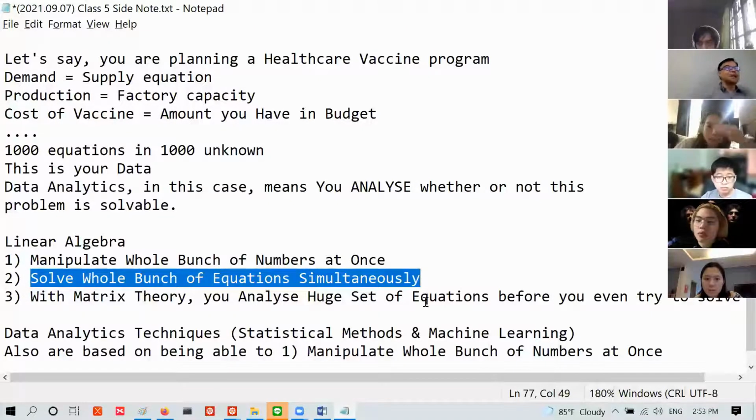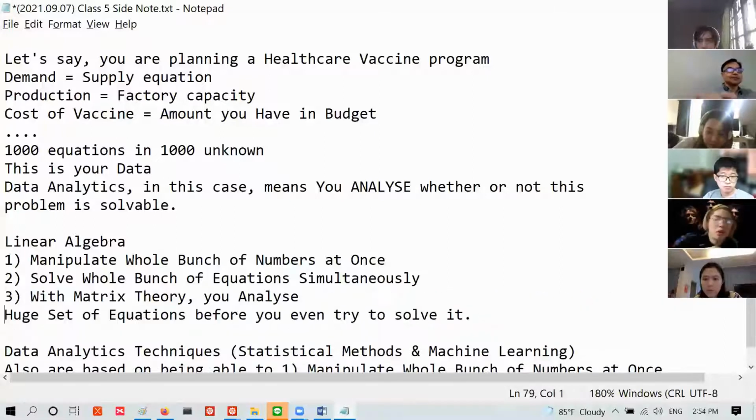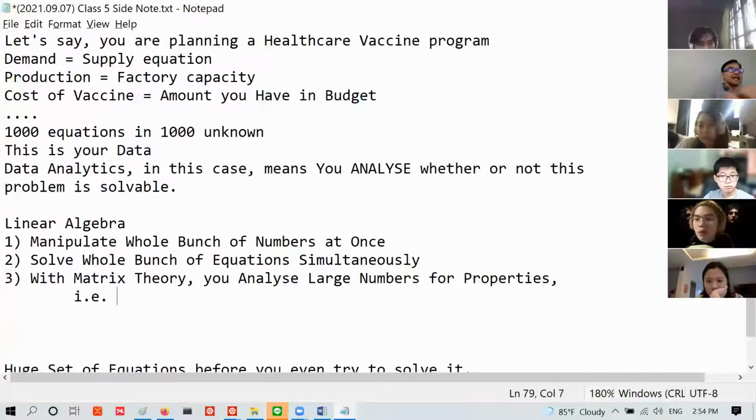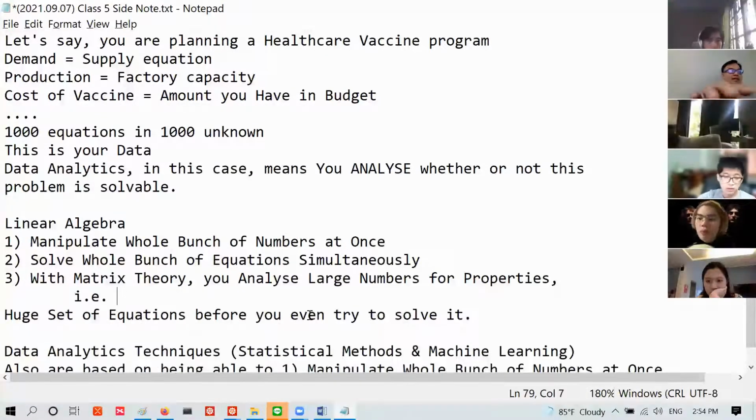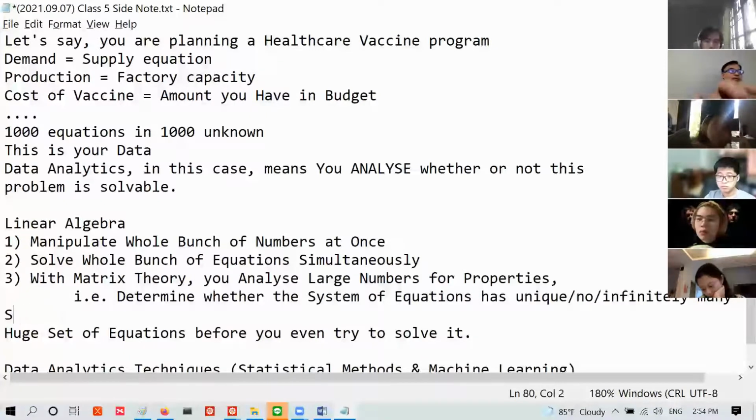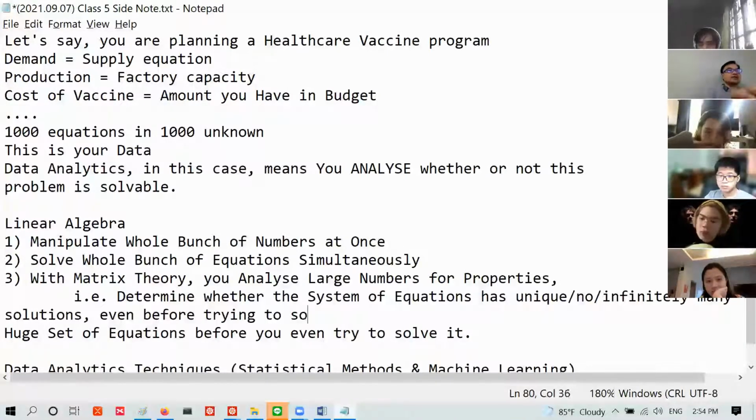And because mathematicians have been playing around with matrices, you get to analyze large numbers of data for properties, i.e., determine whether the system of equations has unique, none, or infinitely many solutions, even before trying to solve it.